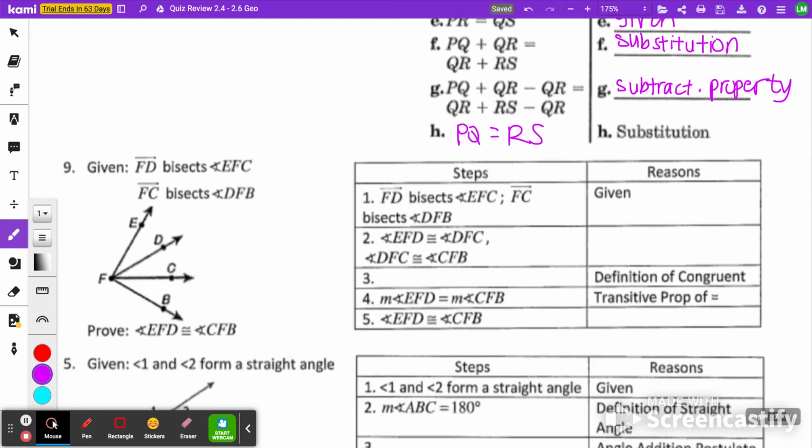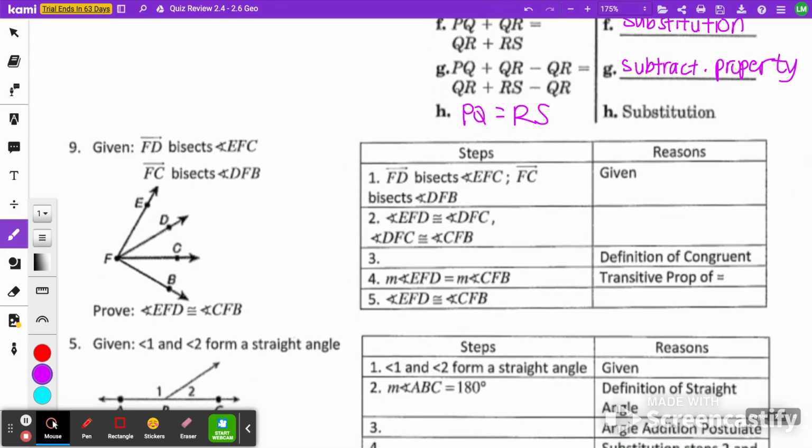Okay. Last little bit on the back. We have FD bisecting angle EFC and FC bisects angle DFB. So we're given those two items. So to go on with section 2 of our reasoning, that's the definition of the bisector.